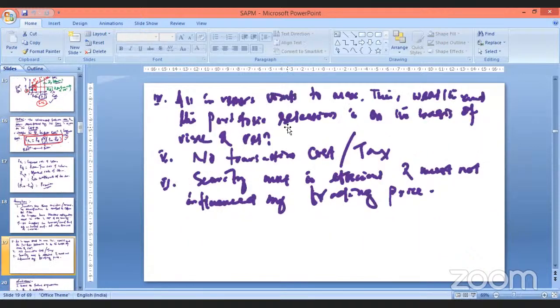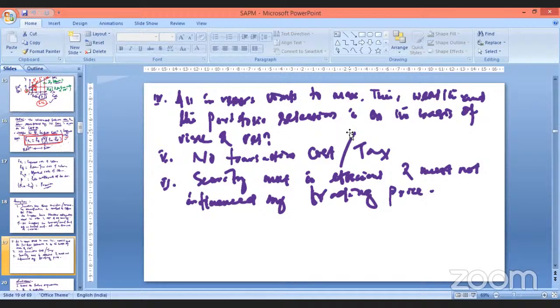Okay. So all investors want to maximize their wealth, and the portfolio selection is on the basis of risk and return. What is the next assumption? That means all the investors want to maximize their wealth. How can they maximize their wealth? By way of capital appreciation or capital gain, as well as coupon rate of interest or dividend. And the portfolio selection is on the basis of risk and return.